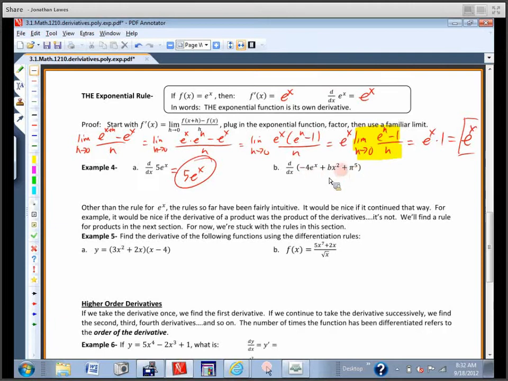Okay, so if you want to find the derivative with respect to x of 5e to the x, it's just 5e to the x. Done. And then we're finding the derivative with respect to x of this function right here. Derivative of negative 4e to the x is negative 4e to the x.